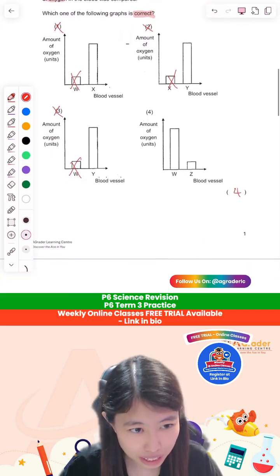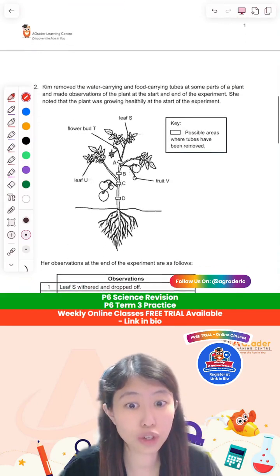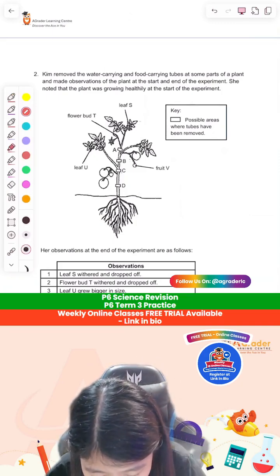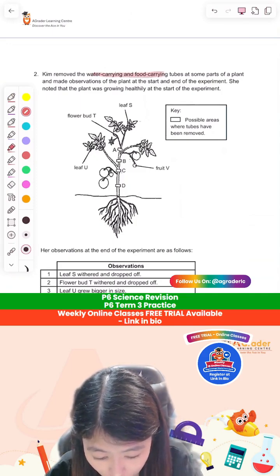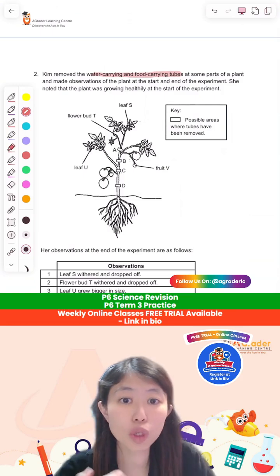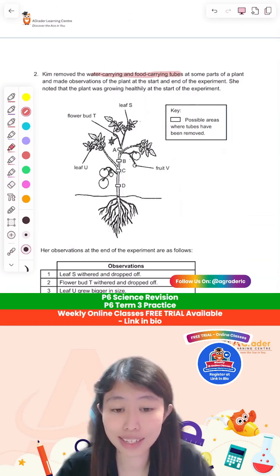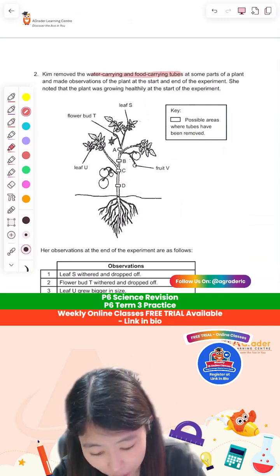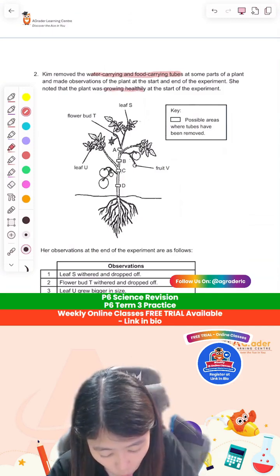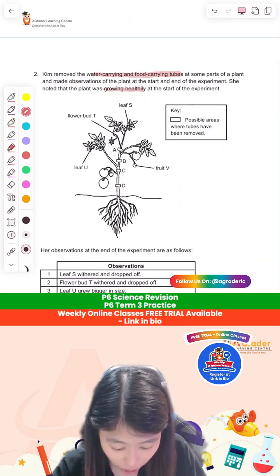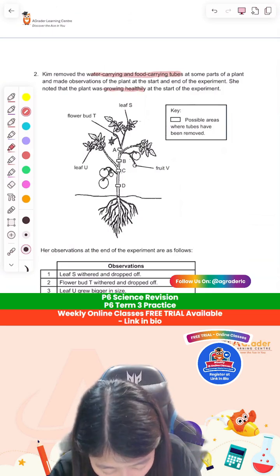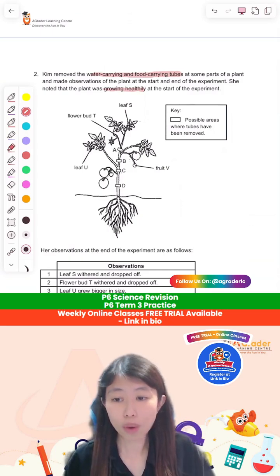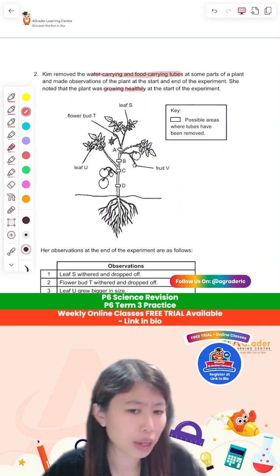Okay, so let's look at this one. Next, I show you the top part of question 2 first. Question 2 says that Kim removed the water carrying and the food carrying tubes at some parts of a plant. She made the following observations of the plant at the start and at the end of the experiment. She noted that the plant was growing healthily at the start. So her observations at the end were as follows. At which point were both the food and water carrying tubes removed? You need to understand that when you remove the food and water carrying tubes, can the plant survive at all?